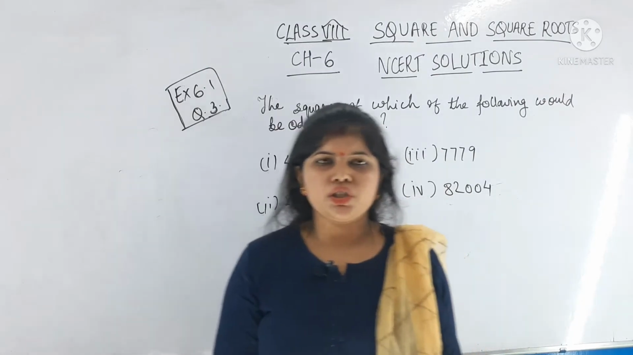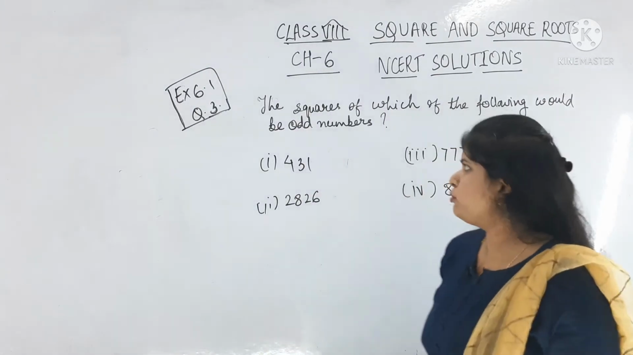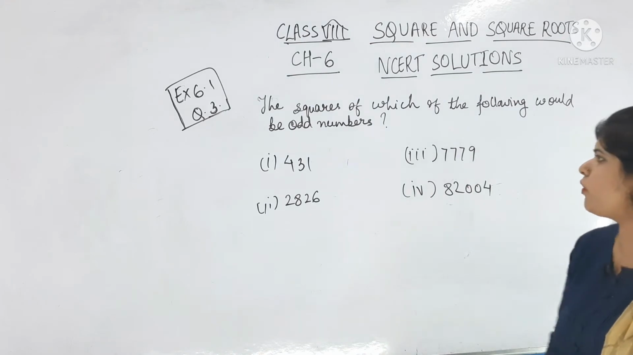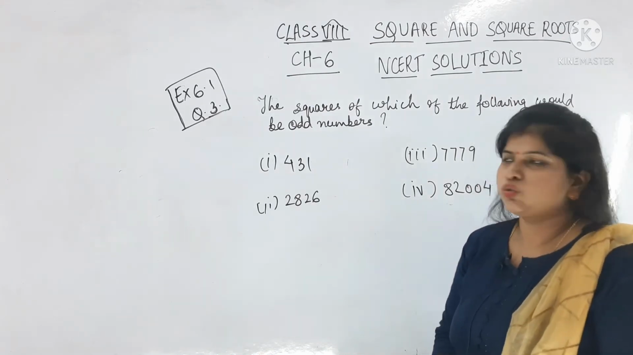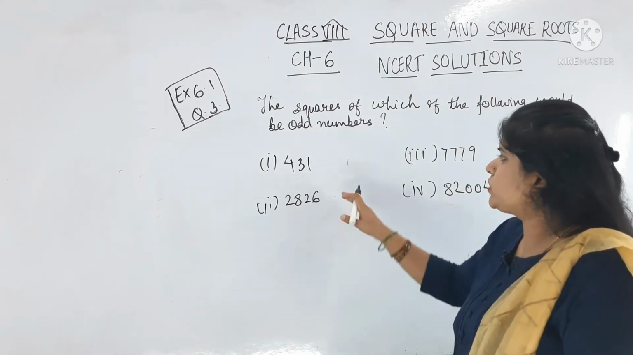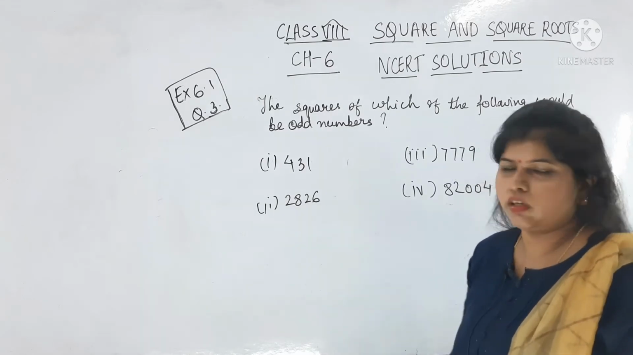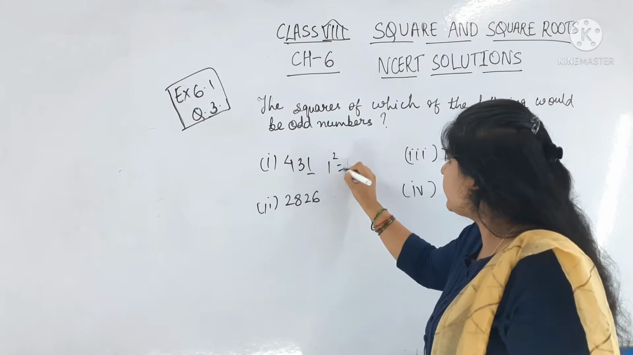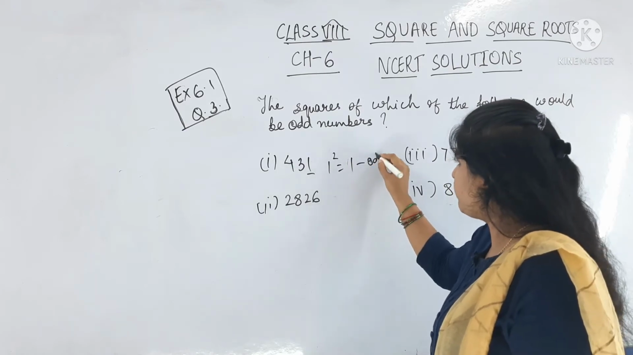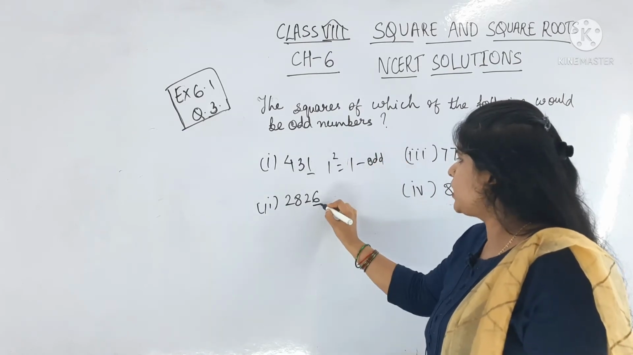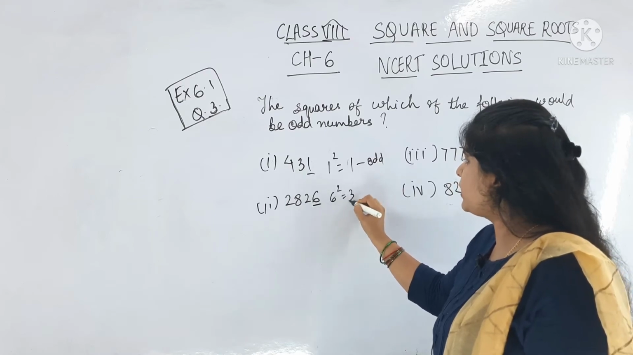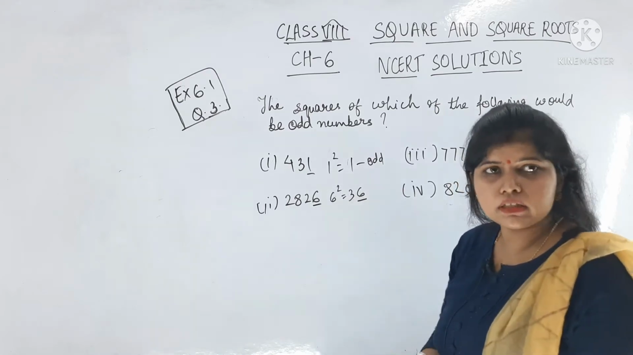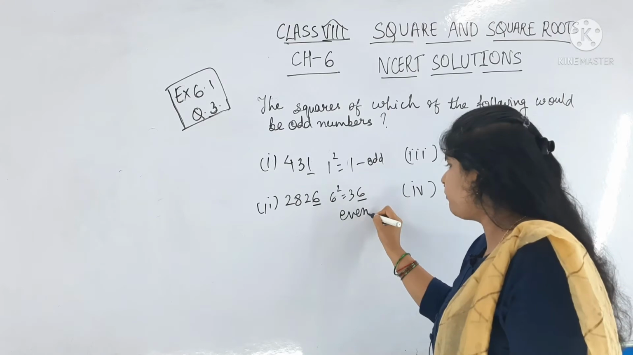Okay students, next is question number 3. What we have to do is find which of the following squares would be odd numbers. So we have to check which squares are odd and which are even. We can check from the last digit. 1 square is 1, that is an odd number. 6 square, so I am getting 36. 6 is the last digit, so it is an even number.